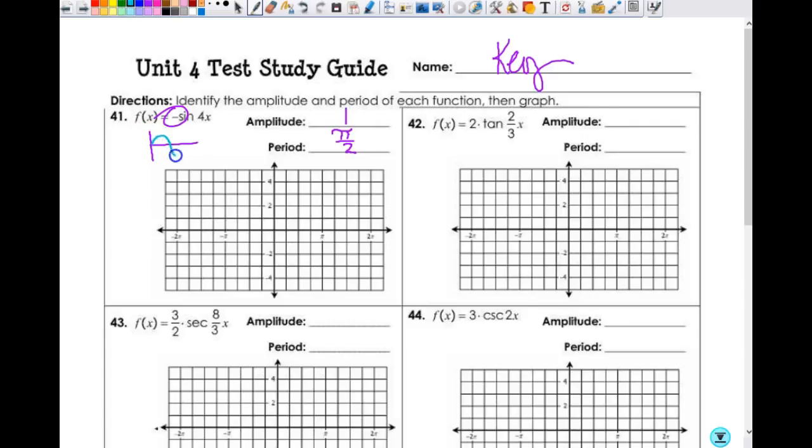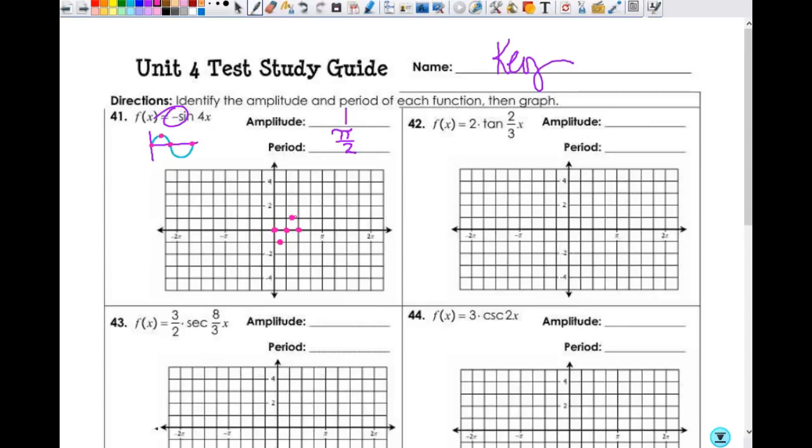My parent function for sine looks like this. I do not have any translations, left, right, up, or down. So this is my first point, which is at 0, 0. This point here is going to be at the end of the period, which is at pi halves. This point, which a lot of you seem to forget, is halfway in between right here. Then halfway in between would be up at 1, since the amplitude is 1, but this is negative, so it's a reflection, so it's down here at 1, and then right here, it's up here at 1.